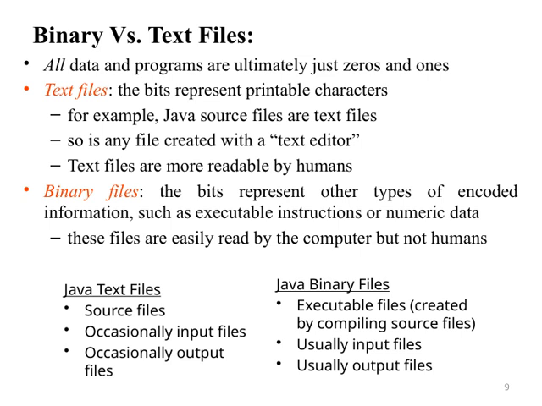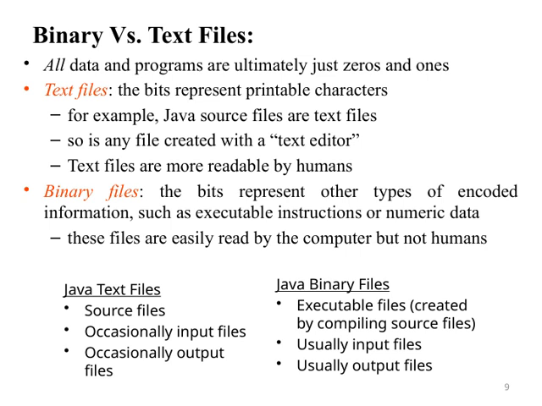On the other hand, binary files use the bits to encode other types of information, such as executable instructions or numeric data. These files are designed for the computer to read efficiently, but they're not really meant for humans to interpret directly. Now, specifically for Java, you'll see that Java source files are text files. They're the code we write, and they're readable. Sometimes, these source files are used as input or output files in a program.